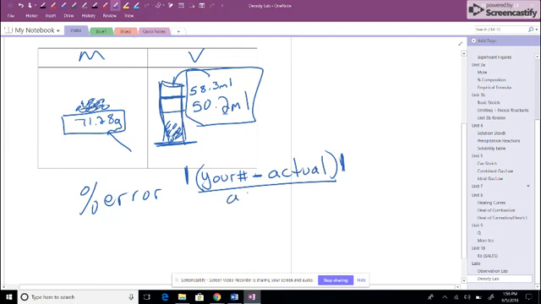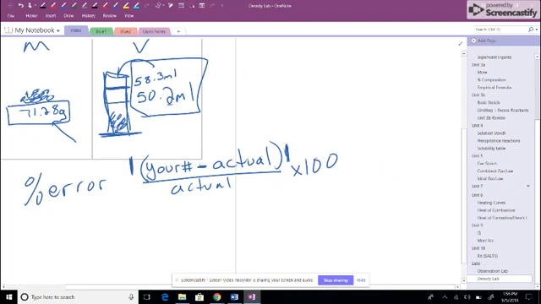And you divide that by the actual value again, so you always use the actual value twice here. This is going to give you a decimal. What you're going to do now is just multiply that by 100, and that tells you how far away you were from the real value. So that's how you do percent error.